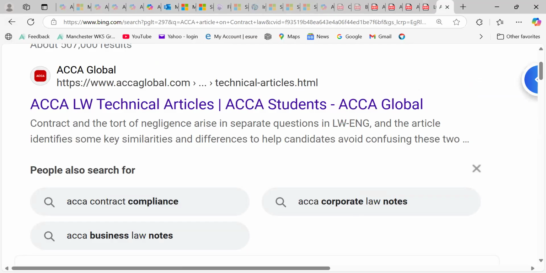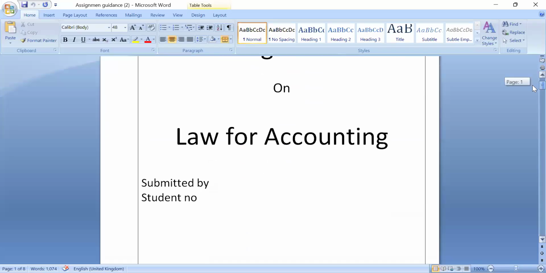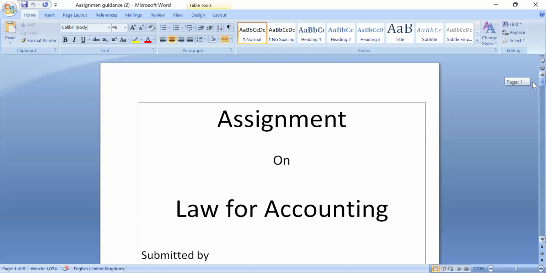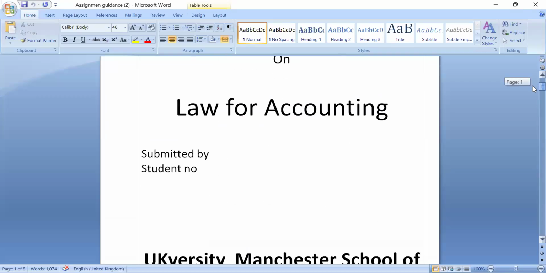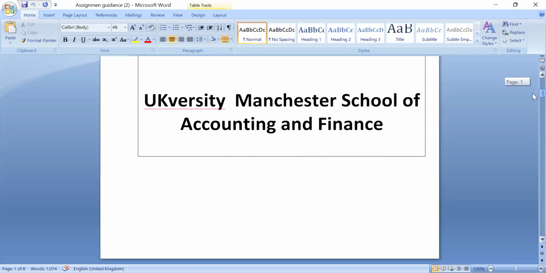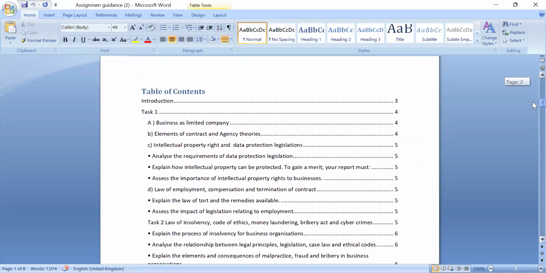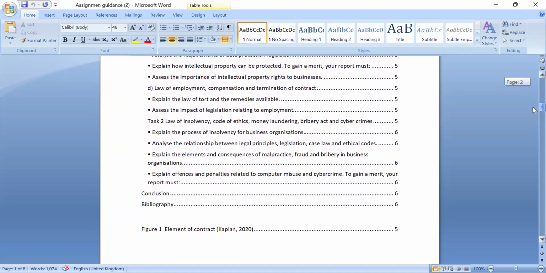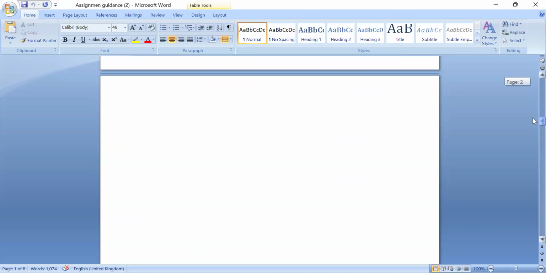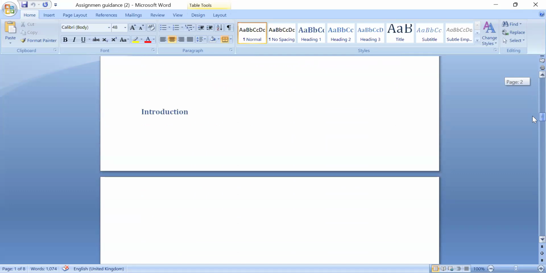That's fine. Okay, so I prepared a little template for you. When we start the assignment, it is always good to have a cover page. This assignment on law for accounting is submitted by student number. Then the second page can be the content page, which is always good to have.